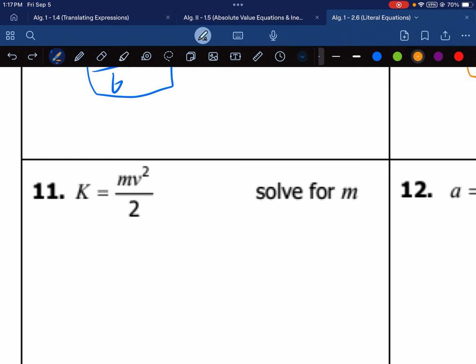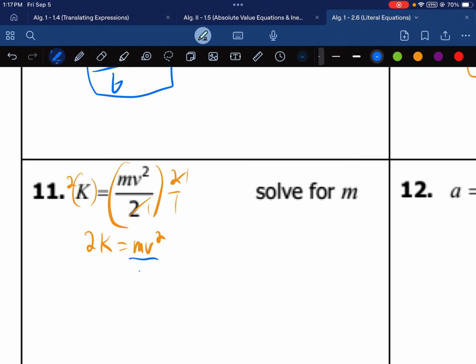You certainly could undo either one first, but it's typically easier if you undo the division first, similar to how it is typically easier in 9 and 10 to undo the fraction first. So I multiply by 2, or 2 over 1. The 2's reduce, and I get 2k equals mv squared.